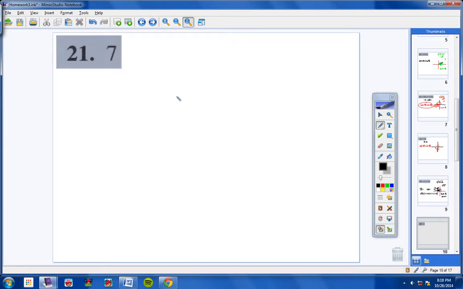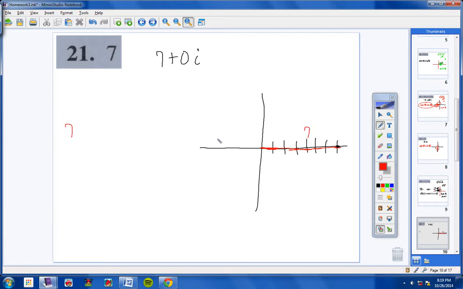Number 21. Now remember, 7 is the exact same thing as 7 plus 0 i's. This will be one of the easy ones here. This will take no time at all. We go over 7, and we don't go up or down at all. So the length of the line is obviously from here to here. That's 7. And of course the degrees would be 0. You're going nowhere. So it would be 7 cosine of 0 plus i sine of 0. Let me take a look at the answer real quick, make sure that we're accurate. And yes, we are. Moving on to number 23.